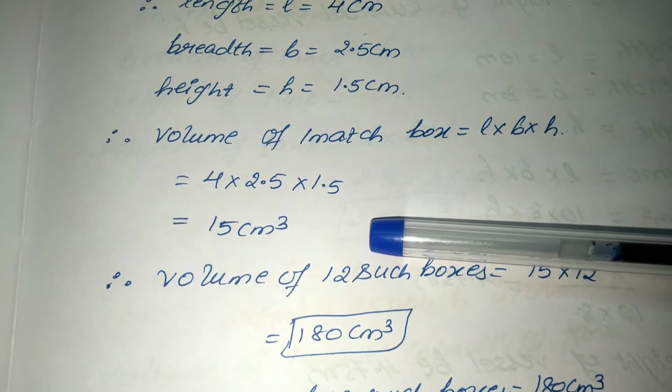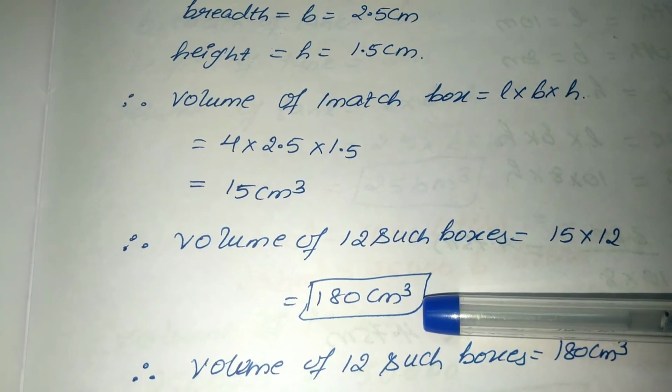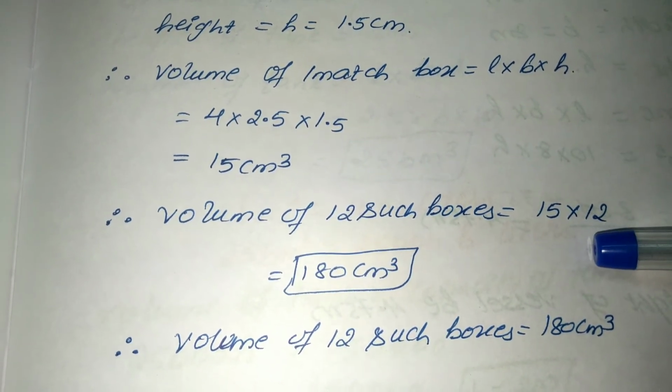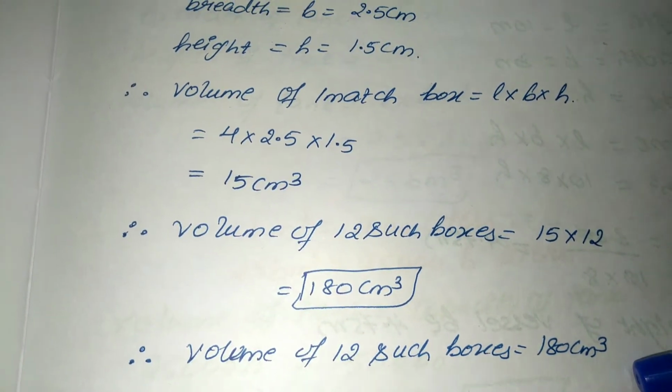Now volume is length into breadth into height. Multiply all the three dimensions, you will get 15 centimeter cube. As it is 12 such matchboxes, multiply with 12, you will get 180 centimeter cube. This is the volume for the 12 matchboxes, children.